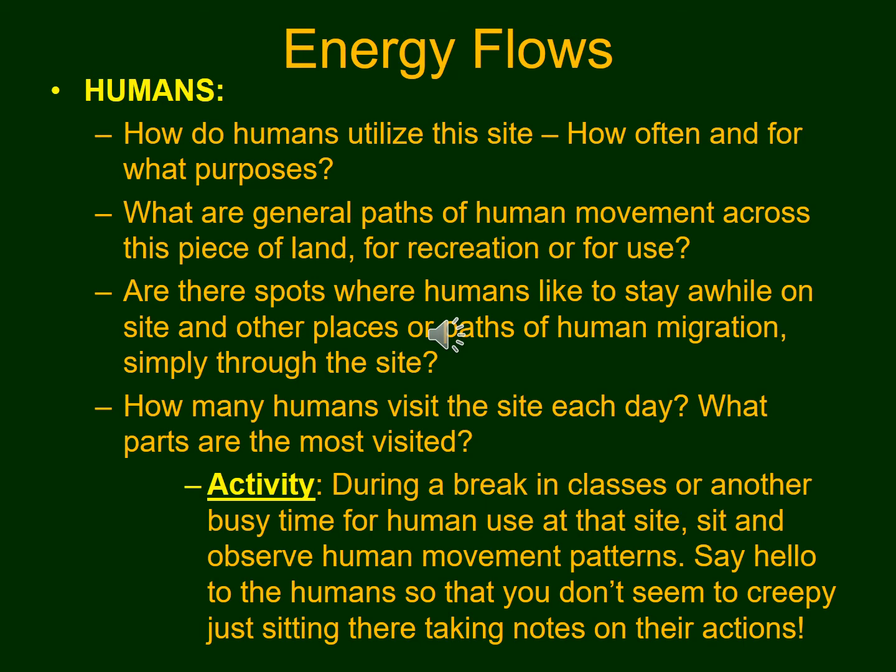So are there spots where humans like to stay a while on site? Other places of human migration or just movement through the area? Do humans visit the site every day? What are the times of day? Again, these things are the way you can design paths and rest areas more efficiently for where humans tend to want to go already. Sometimes people, like public parks, will put in benches and rest areas in places where humans don't want to hang out, like out in the sun, instead of under the shade of a tree. So these are ways that you can work with the flows.